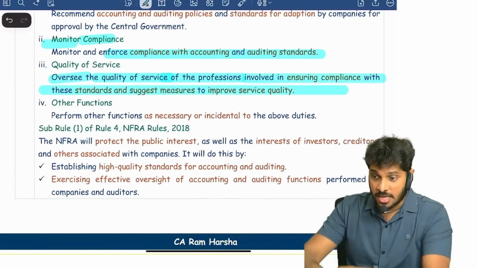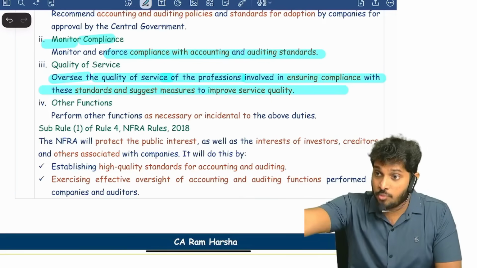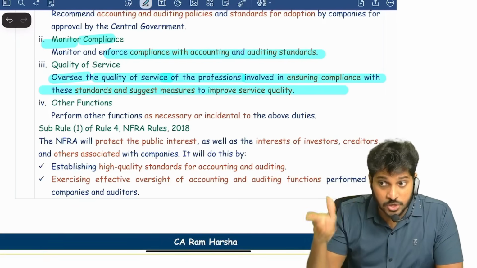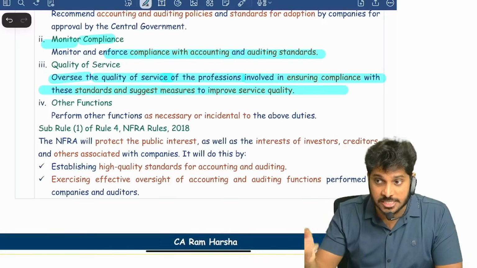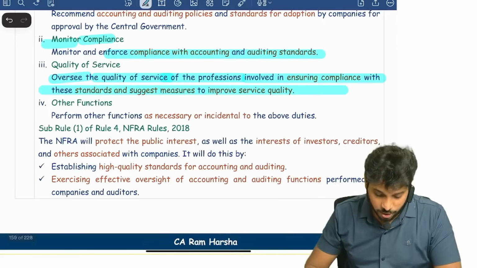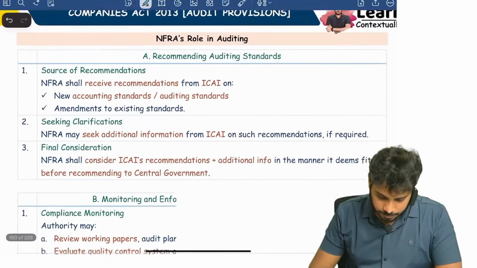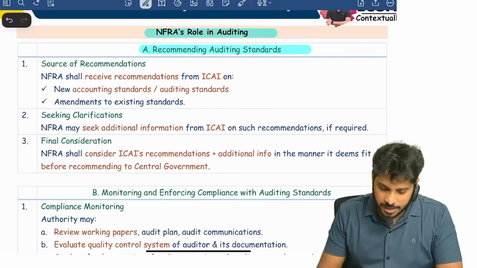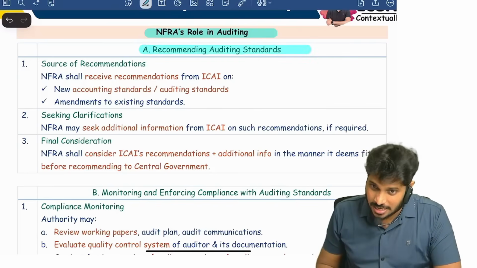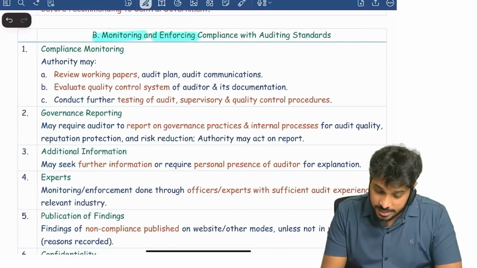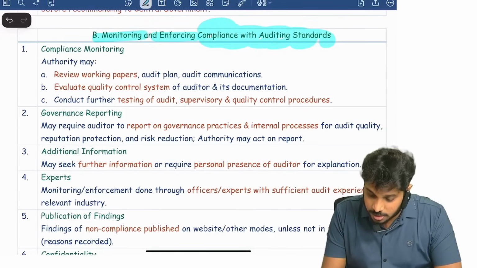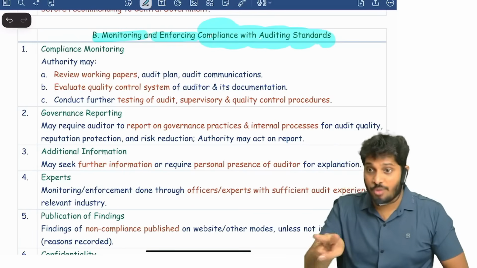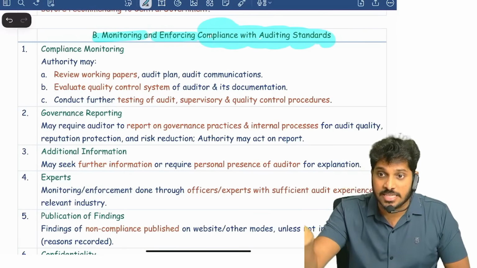NFRA can select some auditors randomly, and whatever reports they signed, they can review. How are they working? They can review the quality of audit performed by professionals. NFRA can oversee the quality of audit. Then what is NFRA's role in the audit profession? One, recommending auditing standards. They monitor and enforce compliance with auditing standards. Okay, they recommend in standards formulation, and they monitor whether members are complying with these standards or not.